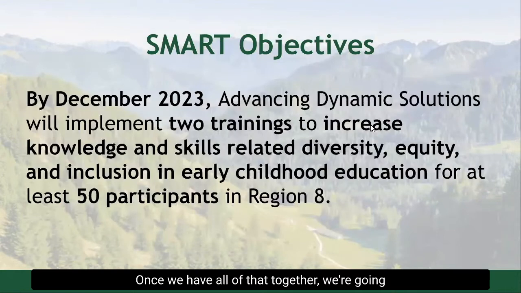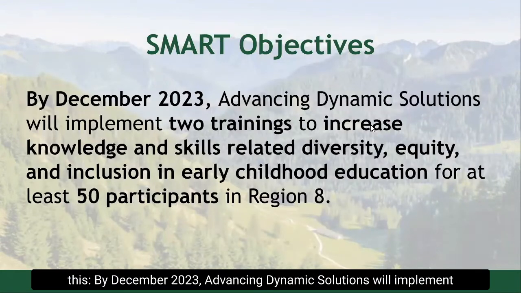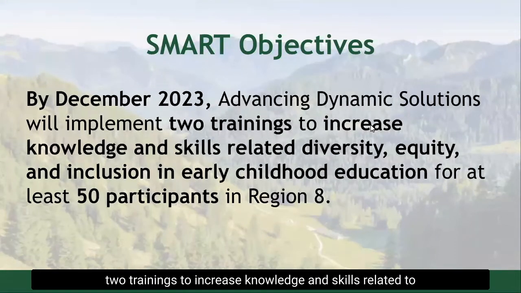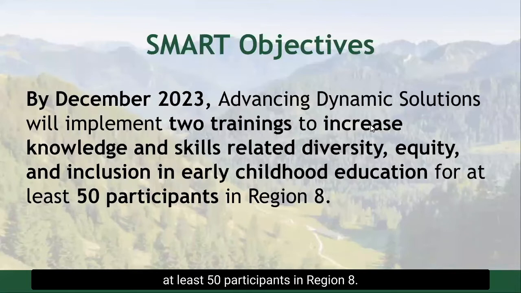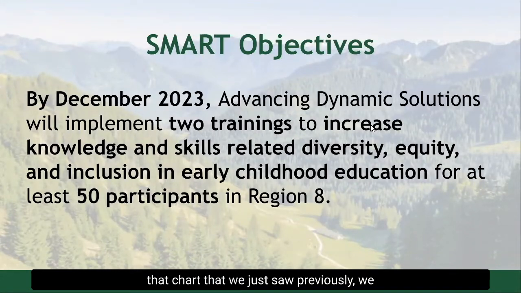Once we have all of that together, we're going to frame that into a sentence that looks like this. By December 2023, Advancing Dynamic Solutions will implement 2 trainings to increase knowledge and skills related to diversity, equity, and inclusion in early childhood education for at least 50 participants in Region 8. So by us putting those different factors into that chart that we just saw previously, we know we've hit on all of those major pieces and parts and have a clear objective.